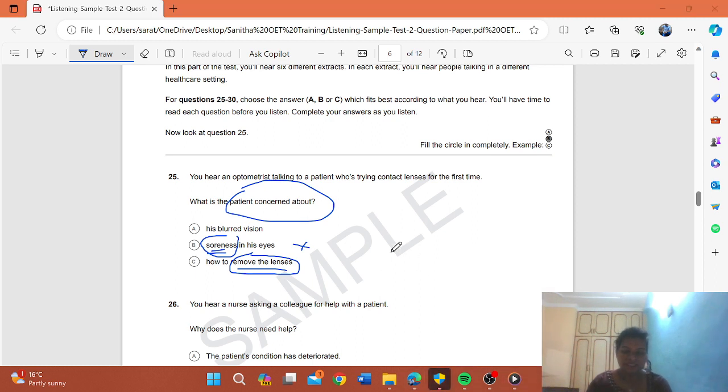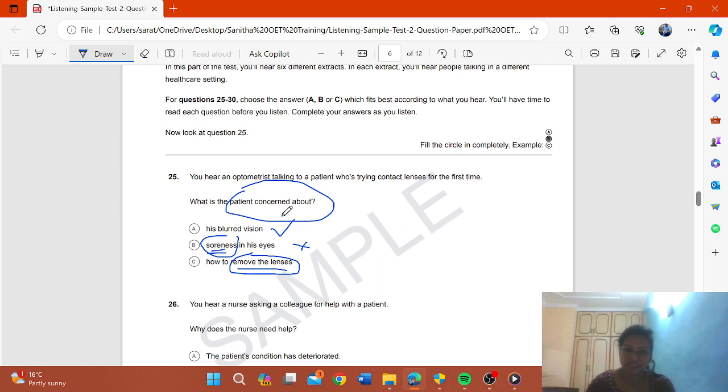Okay, what are the words you heard? Soreness you heard. Remove the lenses. But what is the answer here? If you hear any words which are present in the option, that won't be the answer. Here the answer is blurred vision. What he said about blurred vision: I can't see the letters on the chart which are lower down. So that means the patient is having blurred vision. That's why the correct option is option number A.